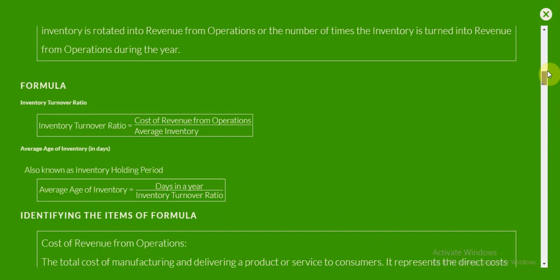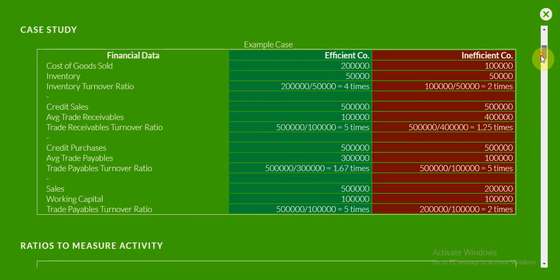Let us have a look at the case study for this ratio. There are two companies, one is the efficient company and the other is the inefficient company. Both companies have the same amount of credit sales, that is 5 lakh each, and the average trade receivables for the first company is 1 lakh and the average trade receivables balance for the second company is rupees 4 lakh. So this indicates that on an average, when we make 5 lakh credit sales, 4 lakh of that sales is collected back in cash in this company.